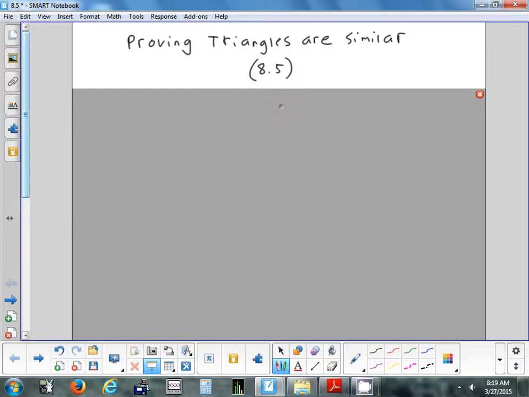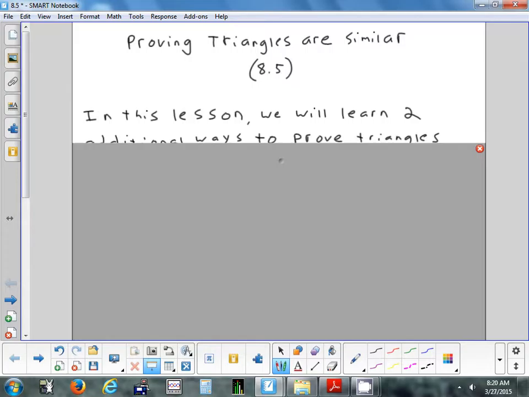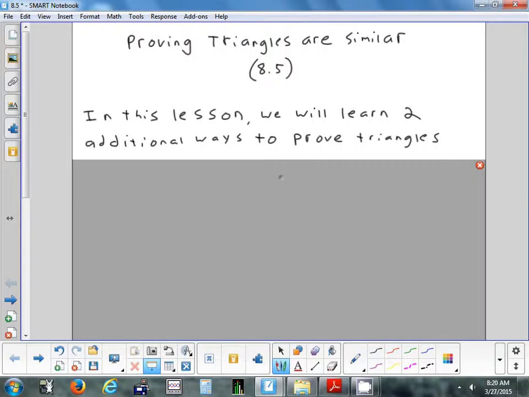Yep. Angle, similarity, postulate. Good. Okay, well, there's 2 other ways we can prove triangles similar without necessarily knowing all the angles, or 2 of the angles. We don't even need to know 2. If we have some information about sides, we could use that instead.